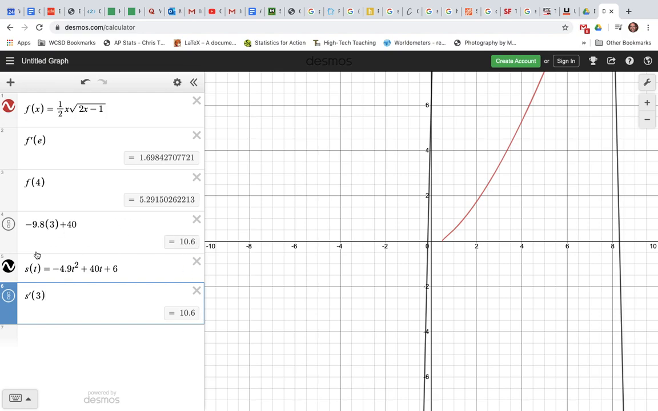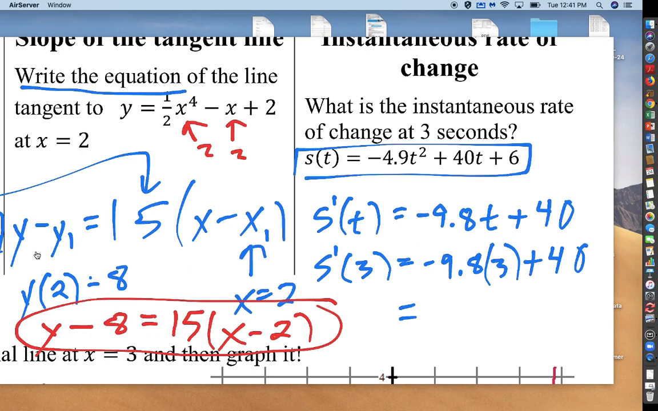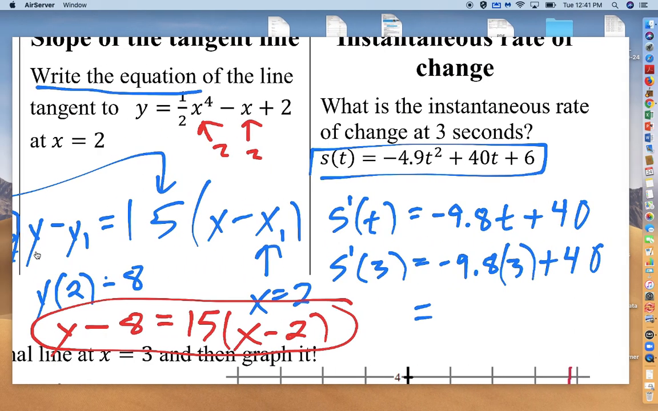The downside to Desmos is that it does not show you the derivative. It didn't show us negative 9.8t plus 40 is the derivative. It calculates the slope numerically without actually giving you that equation, which is invaluable if your goal is just give me the slope of the tangent line or the rate of change at that spot. Hey, awesome, I just need the number. This is the great way to go. But we did need the symbolic representation in ours.